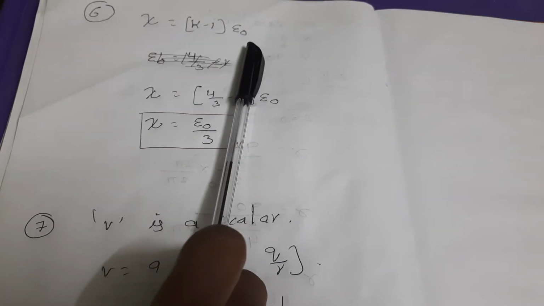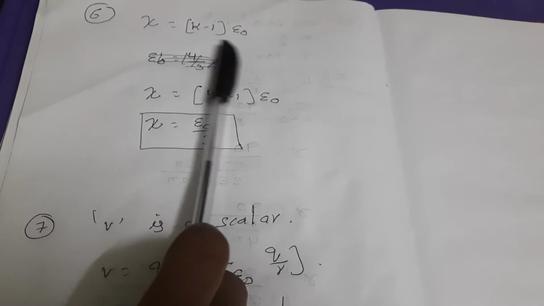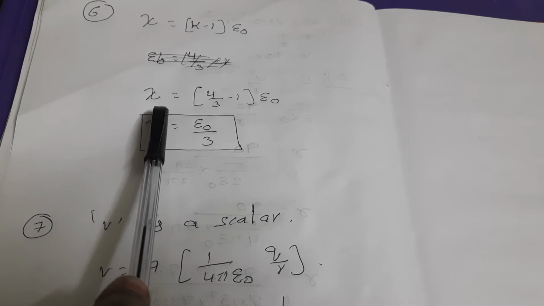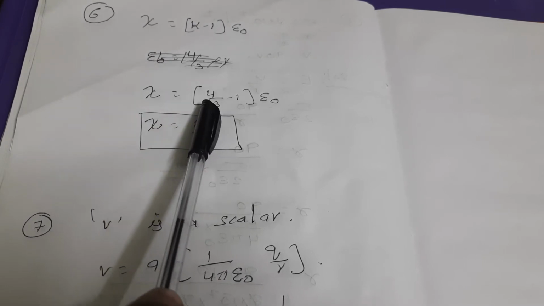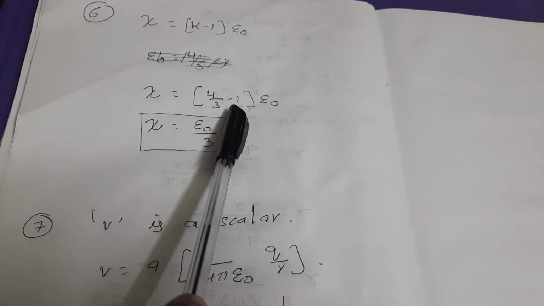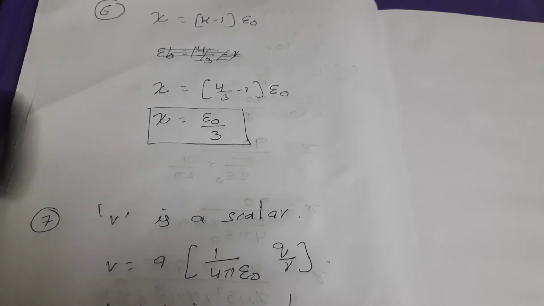This concept belongs to magnetism also. You remember this formula: electric susceptibility equals (K minus 1) into epsilon naught. Here K is the dielectric constant. We should find out the susceptibility only. So instead of K, we write 4 by 3 minus 1, into epsilon naught. After simplification, the electric susceptibility you are getting is epsilon naught by 3. So you must remember this formula.